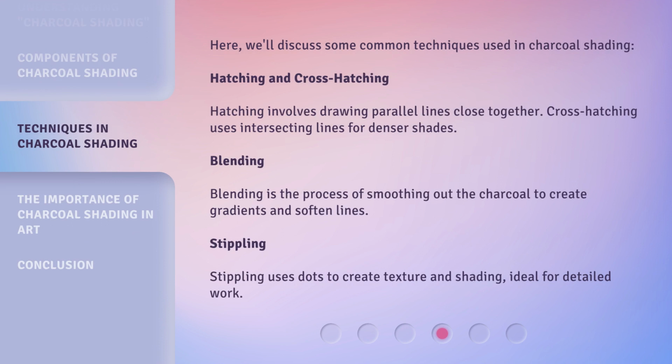Here, we'll discuss some common techniques used in charcoal shading. Hatching and cross-hatching. Hatching involves drawing parallel lines close together. Cross-hatching uses intersecting lines for denser shades. Blending. Blending is the process of smoothing out the charcoal to create gradients and soften lines. Stippling. Stippling uses dots to create texture and shading, ideal for detailed work.